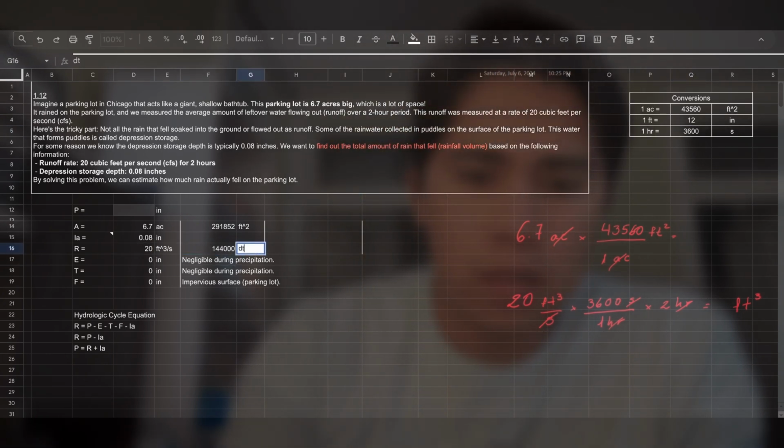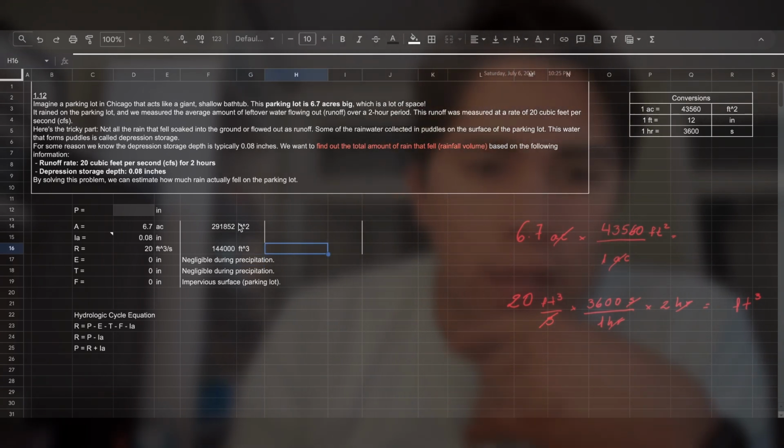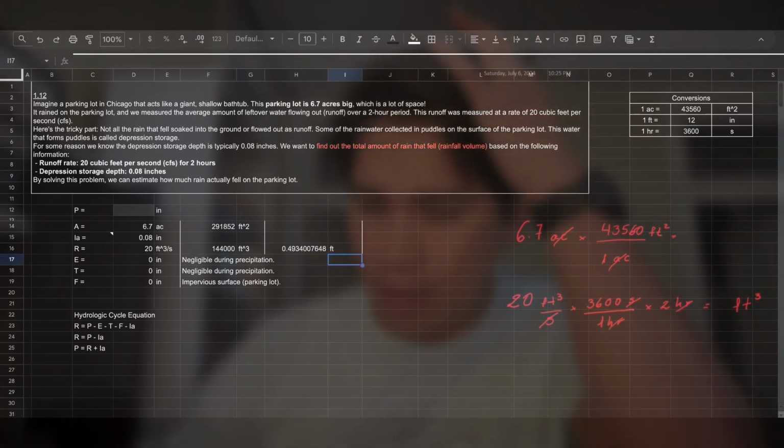And this is cubic feet. Now, here the runoff equals precipitation minus initial extraction. We're interested in precipitation, so it's going to be precipitation equals runoff plus initial extraction. We have runoff as cubic feet. We can convert it into feet if we divide it by the area. So we do this equals the runoff cubic feet divided by the area, square feet. This will be the value in feet.